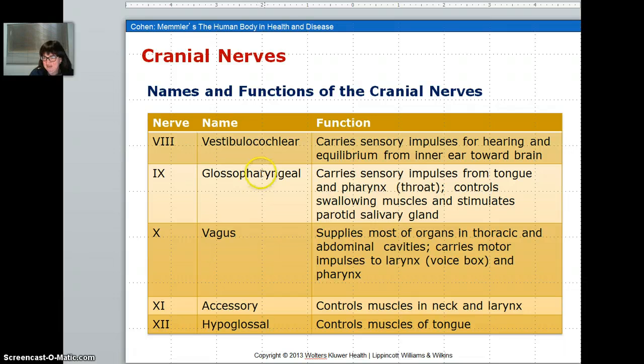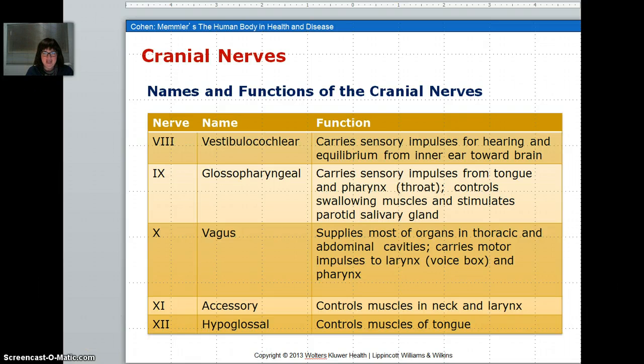Glosso has to do with the tongue. Pharyngeal has to do with the throat. So these are things that your throat and tongue do, which is swallowing. Vagus, notice it's V-A-G-U-S, not spelt as in Las Vegas. Vagus basically has to do with the thoracic and abdominal cavity. And this is the one that controls the heart, speeds up and slows down the heart, and is also used in stimulating breathing. Then you have accessory, which controls the accessories such as your neck. And you have your hypoglossal. Glossal has to do with tongue, so it's the muscles that control the tongue.